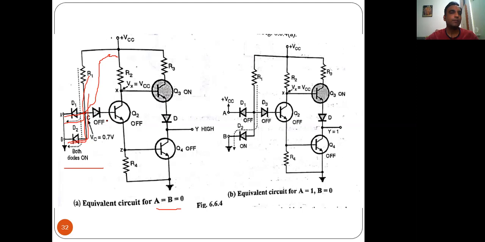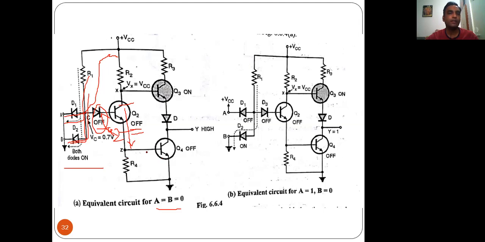So what will happen to diode D3? D3 will be in off state. If D3 is off, there is no voltage applied on the input of Q2, so 0 volt is applied on Q2. So Q2 will be in off condition. Off condition means there is an open circuit between the collector and emitter points. So there will not be any current flowing through this path.